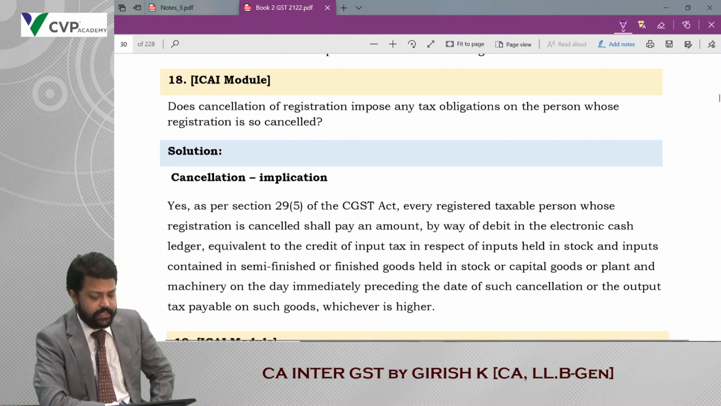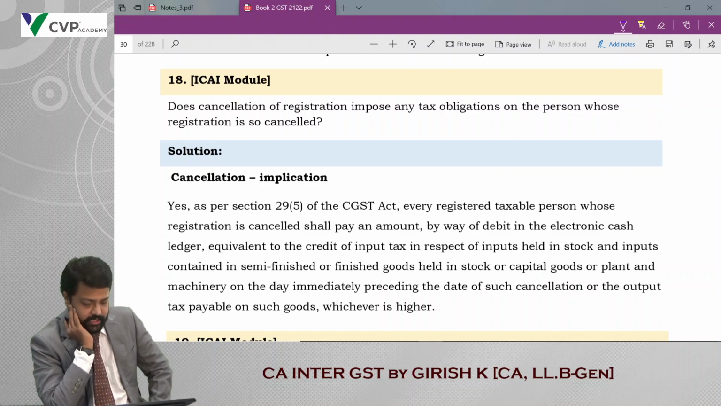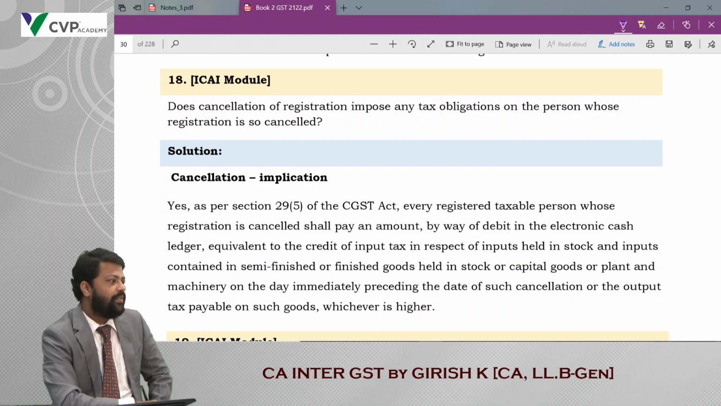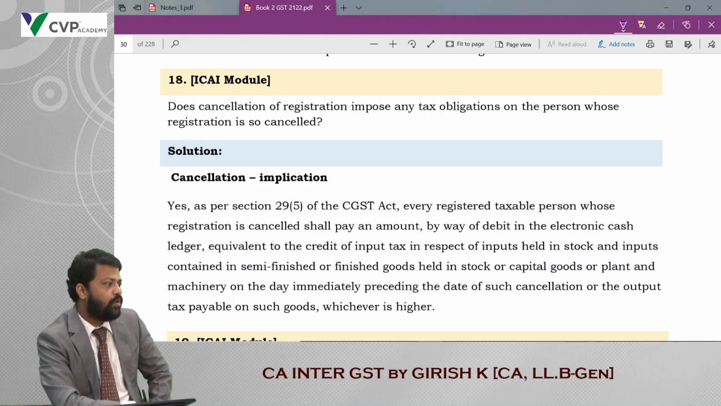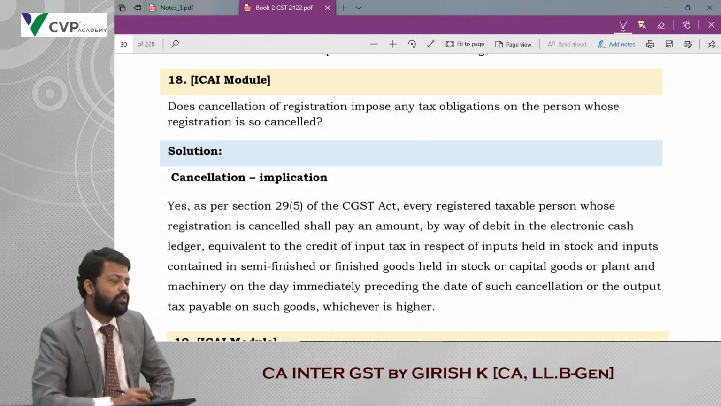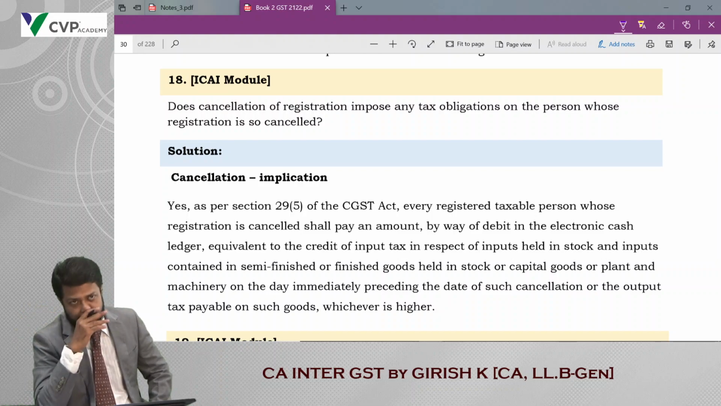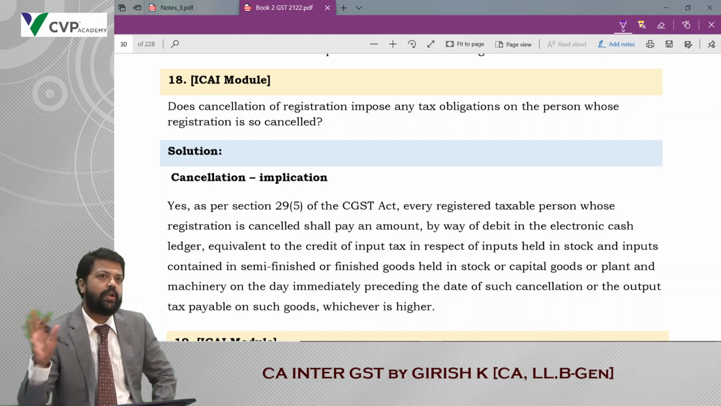Does cancellation of registration impose any tax obligation on the person whose registration is so cancelled? Yes, he has to file the returns and clear it. Correct. As per 29(5), every registered taxable person whose registration is cancelled shall pay an amount by way of debit to the electronic cash ledger equivalent to the credit of ITC held in stock of inputs, semi-finished and finished goods or capital goods immediately preceding the date of such cancellation, or the output tax payable on such goods, whichever is higher. So all those calculated ITC or tax payable on the output supply of those materials or capital goods, whichever is higher.